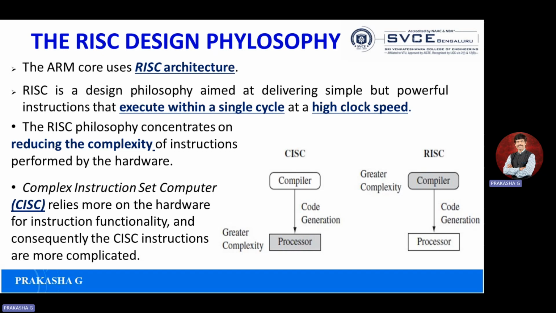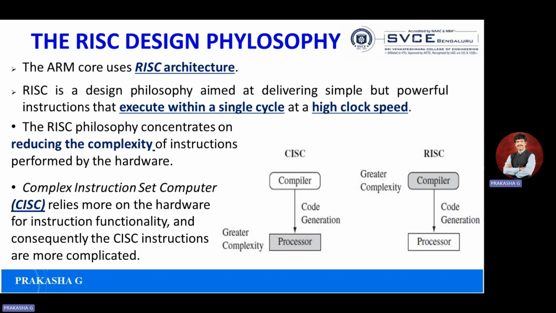In CISC, the processor is very complex. Designing the hardware is very complex. But in RISC, designing the hardware is very simple. They have made it so simple that it can easily execute and easily handle. The ARM core uses RISC architecture.